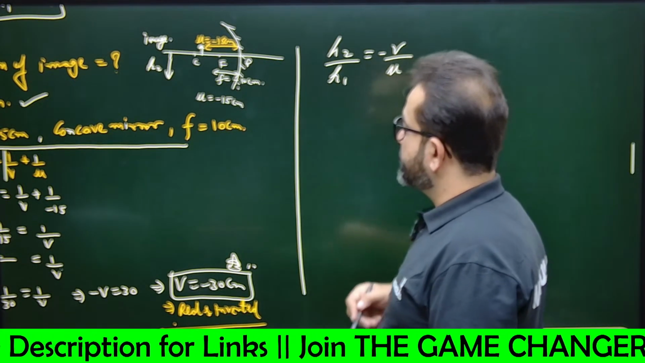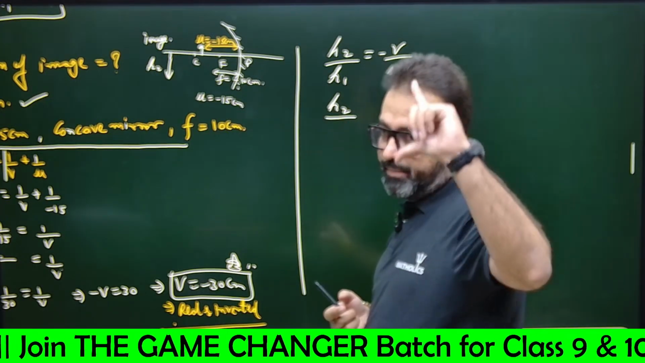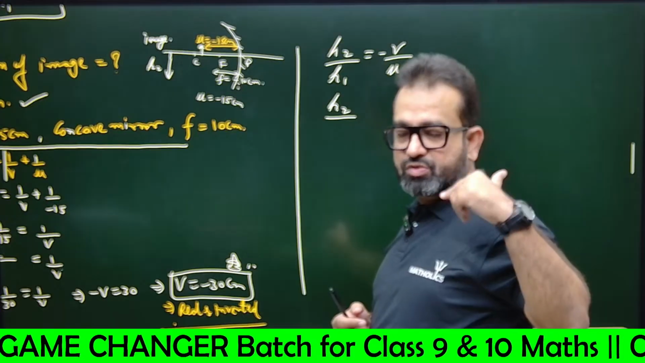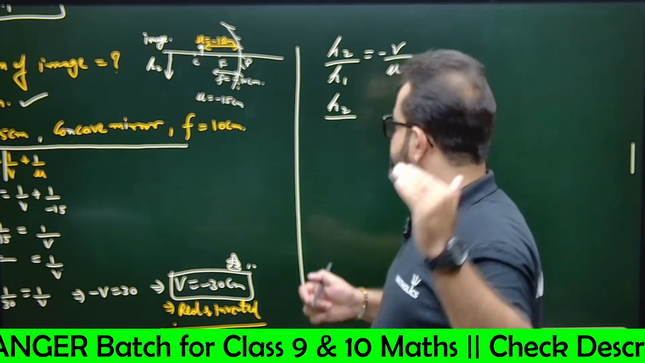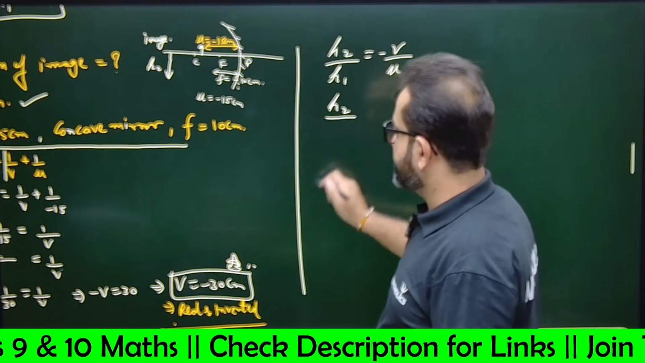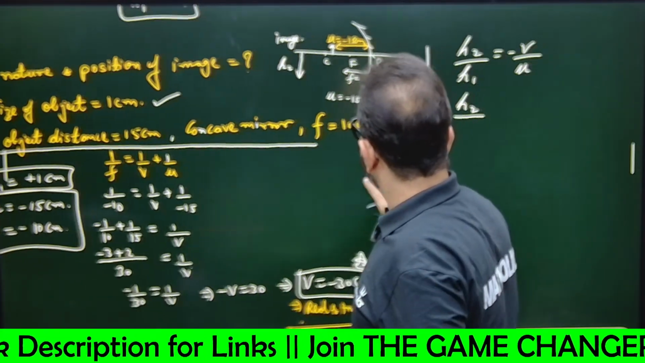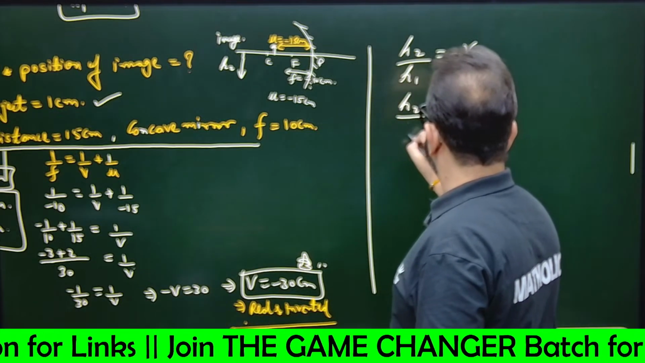Yes or no? So what is H2? We have to find out. What is H1? It is given 1. H1 means upper side of the principal axis. So upper values are always positive. So it will be 1. It's given. H1 is the size of the object, 1 centimeter, means plus 1. So we'll write here as plus 1.